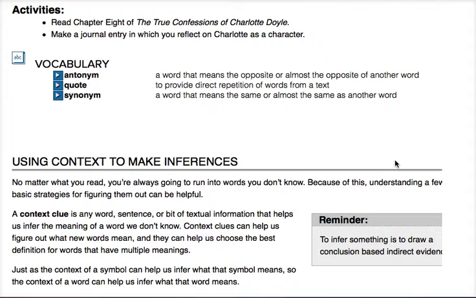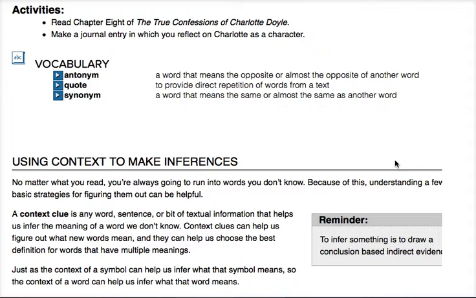So, for this lesson, you have 3 vocabulary words. One is antonym. I'm sure you've heard of this before. An antonym is a word that means the opposite or almost the opposite of another word. So, antonym equals opposite. A quote is to provide a direct repetition of words from a text.